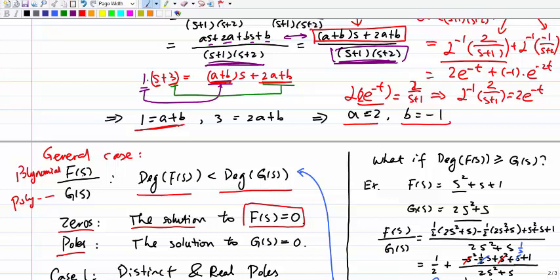For example, if F(s) is (s plus 1)(s plus 2), now you just set it to be 0. You have two solutions: s is -1 and s is -2. So you have two zeros.